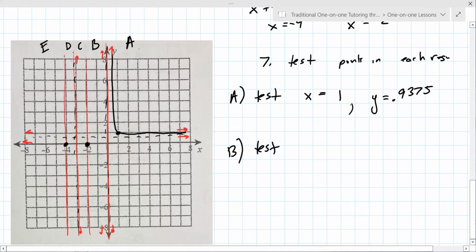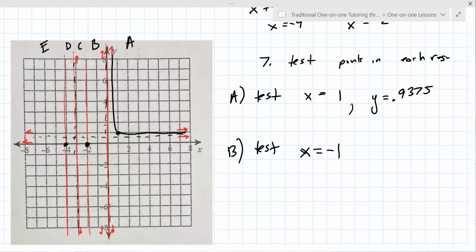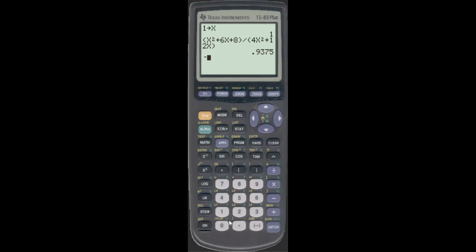So B is in this region from -2 to 0, so let's test x equals -1. Now if I go back to the calculator, this is the power of the calculator. I type -1, store it to x, and hit enter. Then I hit second and entry, second and entry again. What that does is recall the previous lines.